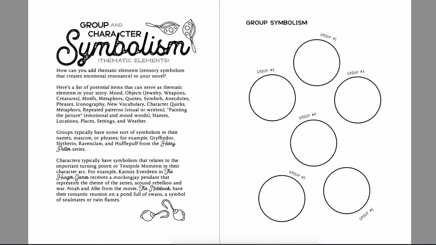Objects like jewelry, weapons, creatures, motifs, metaphors, quotes, symbols, anecdotes, phrases, iconography, new vocabulary, character quirks, repeated patterns, painting a picture of something, so using emotional and mood words, names, locations, places, settings, and weather. And so that list is probably still a little bit too idea-based right now.